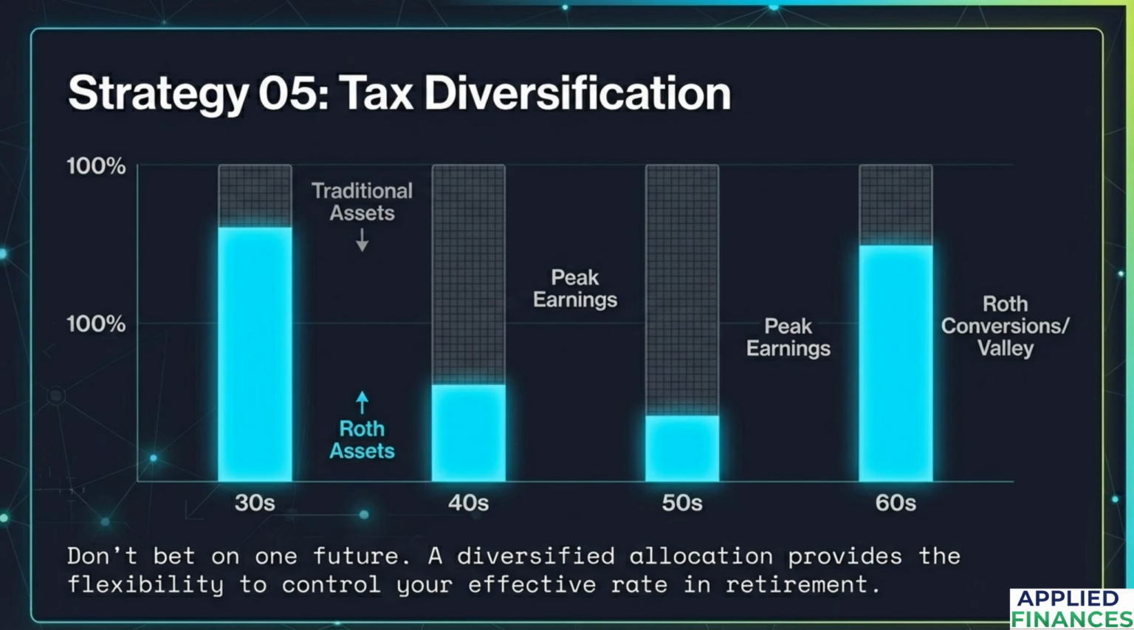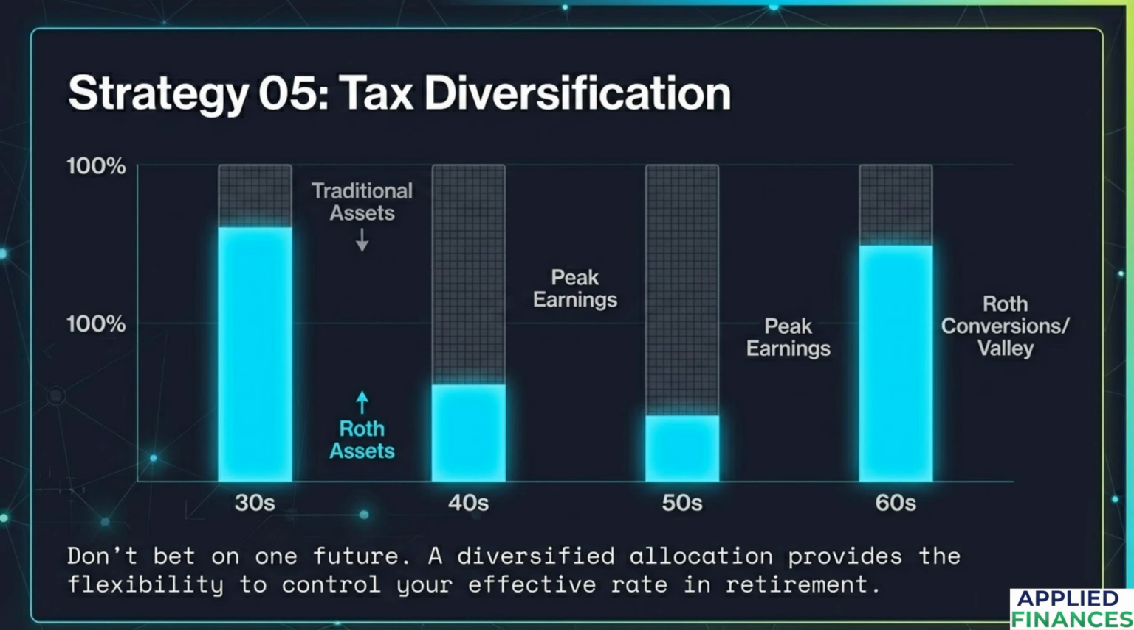Strategy number 5 is tax diversification, and the core message here is to not bet on one single future. A diversified allocation across different tax treatments provides the flexibility to control your effective tax rate in retirement. As we look across the decades of a career, your optimal mix will likely change.